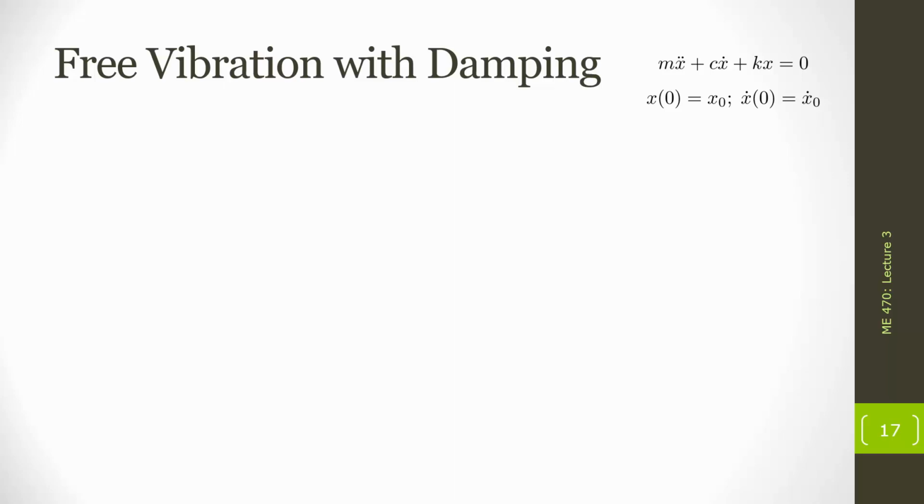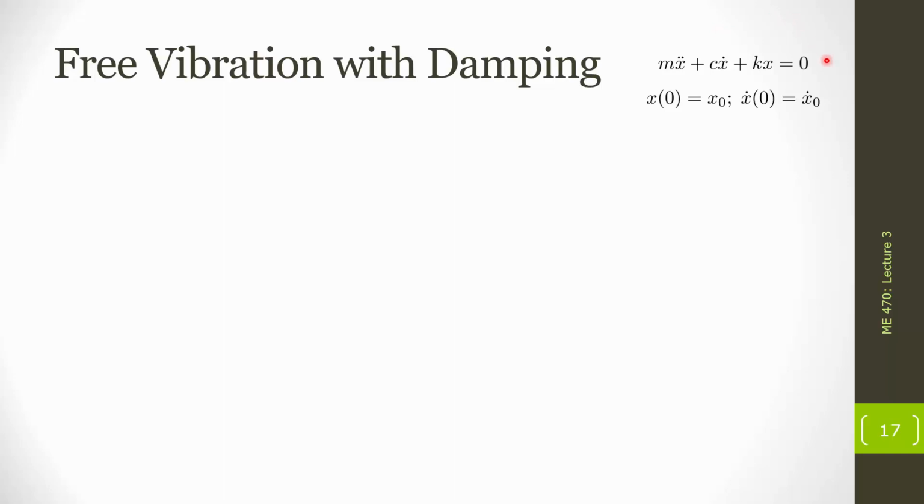Now we move on to damped free vibration. When we have free vibration with damping, we're going to have an equation of motion that has an x double dot term, an x dot term, and an x term. So unlike before with undamped vibration, where there was no x dot term, now we have this c x dot. And we're still talking about free vibration, so our right-hand side is still 0.